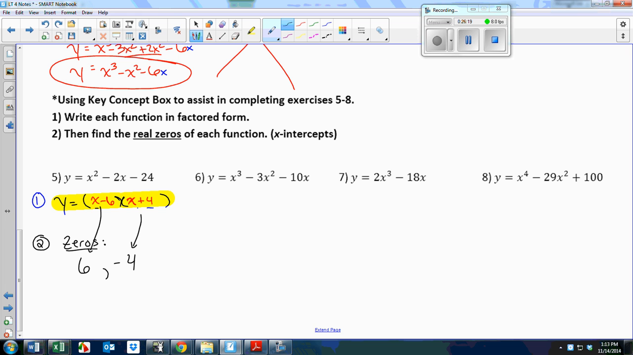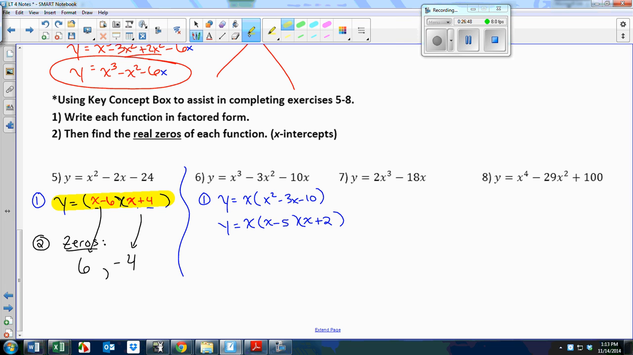All right, number 6. They have a GCF of x, so all 3, x squared minus 3x minus 10. And then if that trinomial factors, it will factor using Lloyd. Sometimes they won't, okay? Sometimes they won't, but this one does. Things that multiply to make x squared are x and x. Things that multiply to make negative 10 but add to make negative 3 are negative 5 and positive 2. So that's factored form using the factoring techniques on the poster.